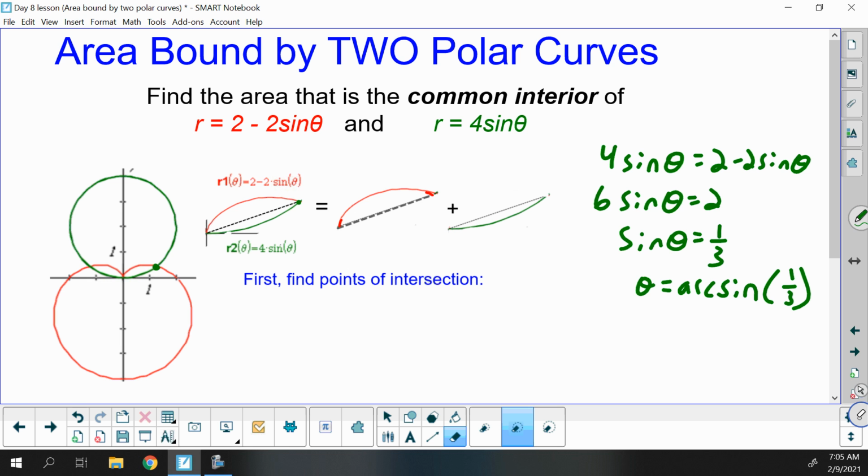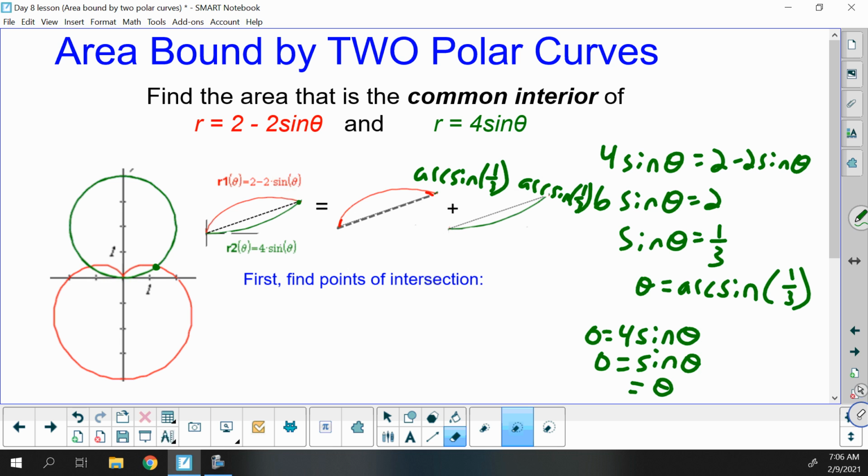So that should be here in this picture. So it's when our green one's finishing. So this is our arc sine of 1/3. And it's where the red one's starting. So this is also arc sine of 1/3. But we need to think about, where does the green one start? Well, the green one is starting at the pole. So let's take the green function, set it equal to 0, and it'll tell us the value of theta when it's at the pole. Well, if you divide by 4, you get 0 equals sine theta. Sine is 0 when theta is 0. So our green section, we're going to be going from 0 to arc sine of 1/3.